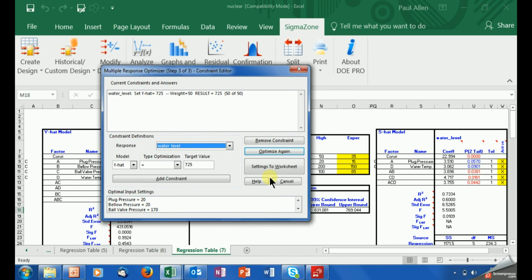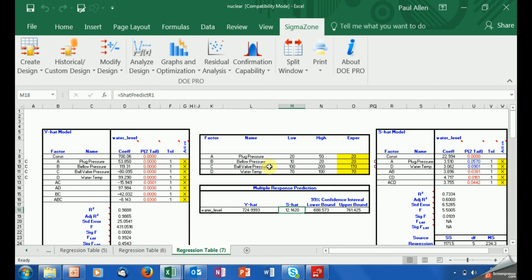I'm going to accept these settings, and I'm going to press Settings to Worksheet. And now what it's done is it's populated the yellow fields with the settings for me, and it's now predicting, look, 24.993 with a standard deviation of 12.